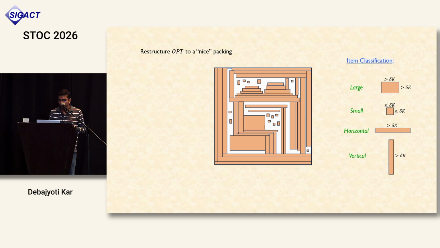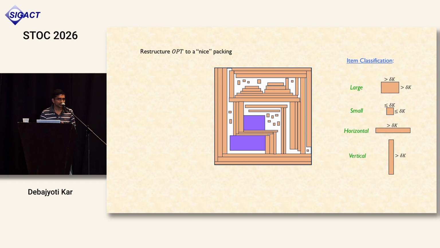Then a rectangle is said to be small if both of its dimensions are at most delta k. And among the remaining rectangles, if the width of a rectangle exceeds delta k, we call it horizontal. And if its height exceeds delta k, we call it vertical. So let's look at these classes of rectangles one by one. First, consider the large rectangles.